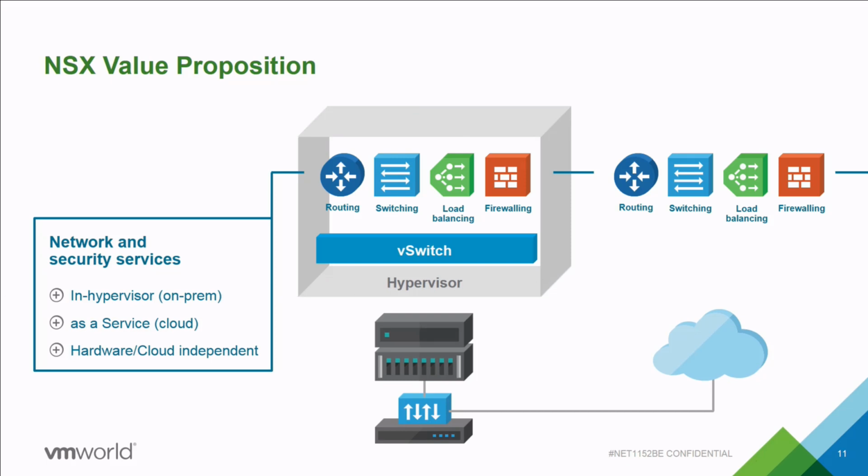So we're doing routing, we're doing switching, load balancing, and firewalling. We're virtualizing those and running them in software in the hypervisors that you already have on top of the physical infrastructure that you already have. Now, when we're talking about the cloud, these network functions will run as a service. So you consume them as a service. So you don't have to necessarily install the pieces like you do on-prem. You just consume them like a SaaS service.